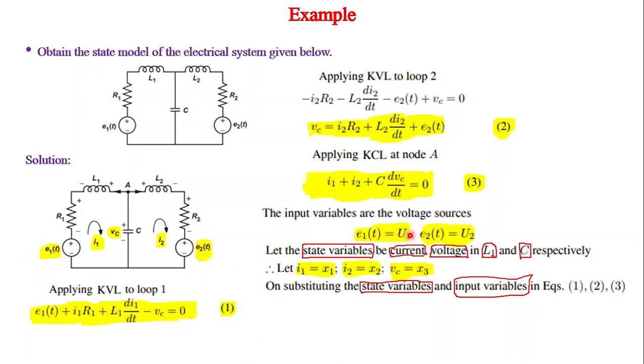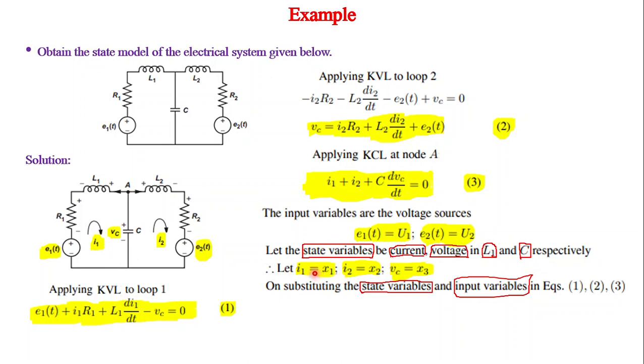So that is given some notation U1, U2. So U1, U2 means input. State variables are represented by the notation X1, X2, X3. What are the state variables? I1, I2, then Vc. So I1 is taken as X1, I2 is taken as X2, Vc is taken as X3. That's also state variables, be current, voltage in inductance and capacitance respectively. So L1, L2 and C.